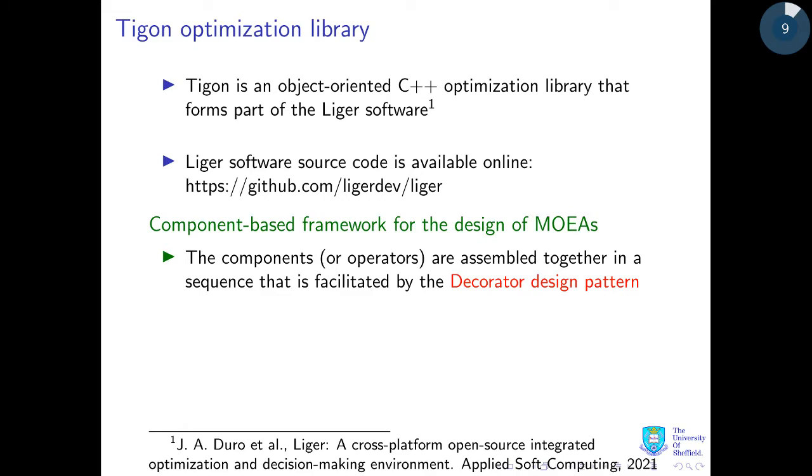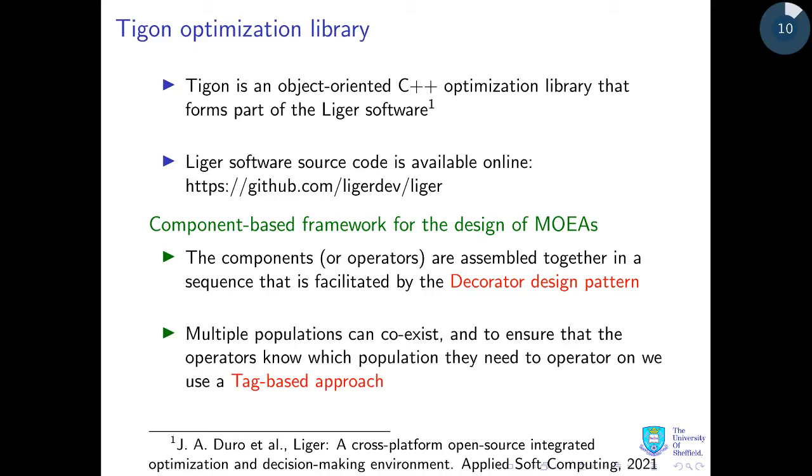Inside Tigon, there is now this component-based framework for the design of MOEAs. We have components that are assembled together in a sequence in order to form an MOEA, and this is facilitated by a decorator design pattern, which I will explain in a minute. During the execution of an MOEA, we can have multiple populations coexisting, and so to ensure that the operators know which population they need to operate on, we use a tag-based approach.